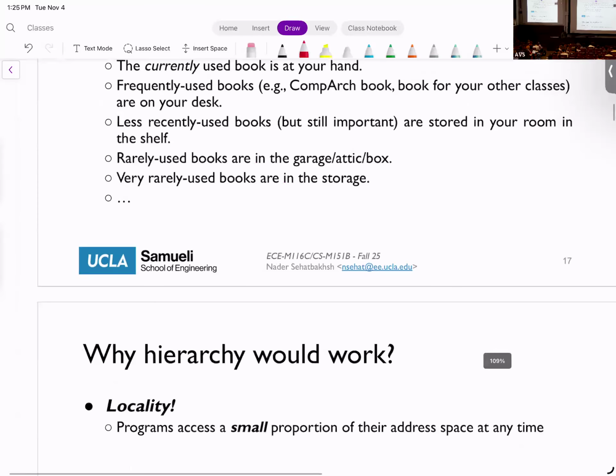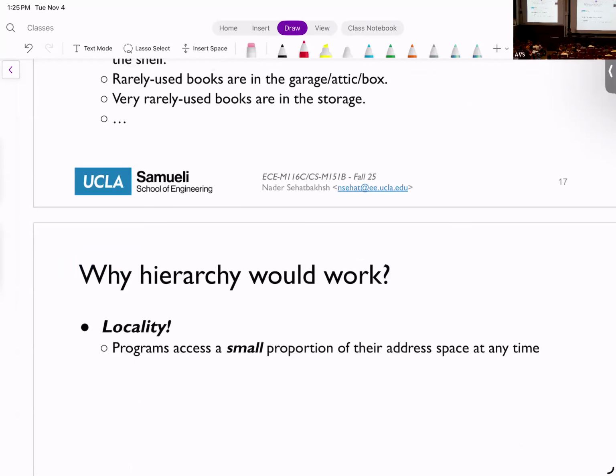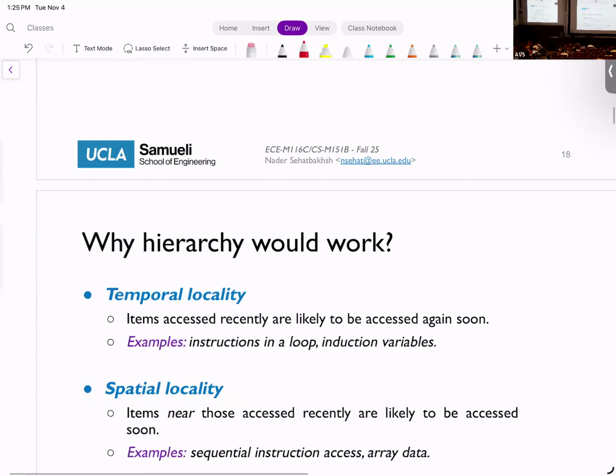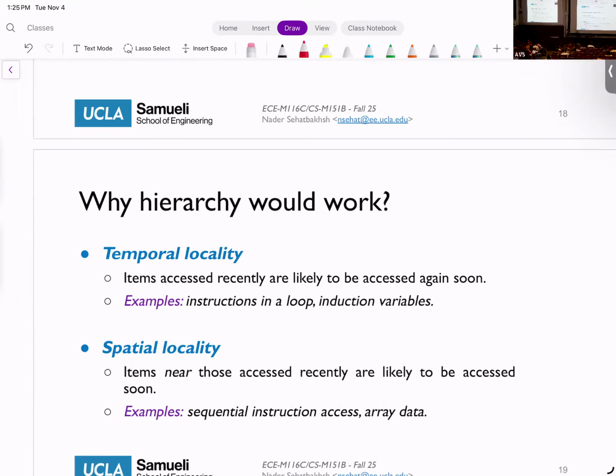And this is, again, if you remember, we talked about this for branch prediction. This is the same idea, the principle of locality: it's only a small portion of data you need at any given time. And you have two types of locality: temporal locality and spatial locality.